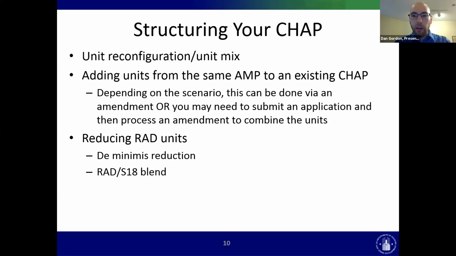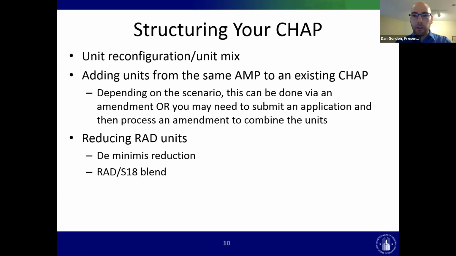And here are just a couple of other examples that fall under this general category. If you want to change the unit configuration or the unit mix, then you would want to come to us for a CHAP amendment. If you wanted to add more units from the same AMP to an existing CHAP, this may be done through a CHAP amendment. There's a chance we might need a new RAD application for those units, but that's something we'll have to double check once we get the request, and we'll look further into it.